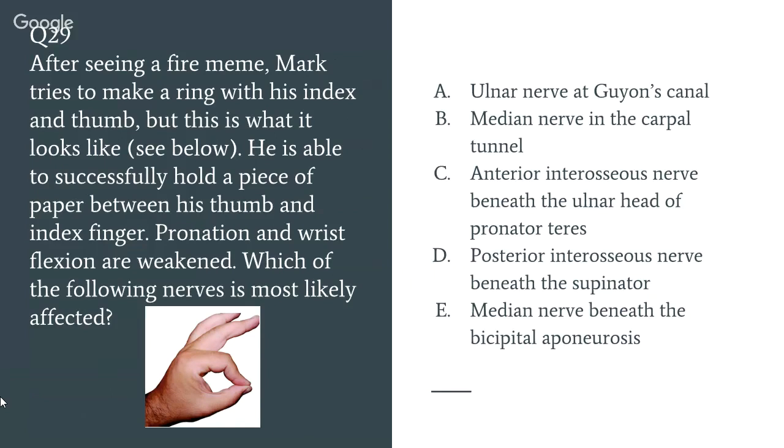Moving on. Question 29. After seeing a fire meme, Mark tries to make a ring with his index and thumb, but this is what it looks like. He's able to successfully hold a piece of paper between his thumb and index finger. Pronation and wrist flexion are weakened. Which of the following nerves is most likely to be affected?